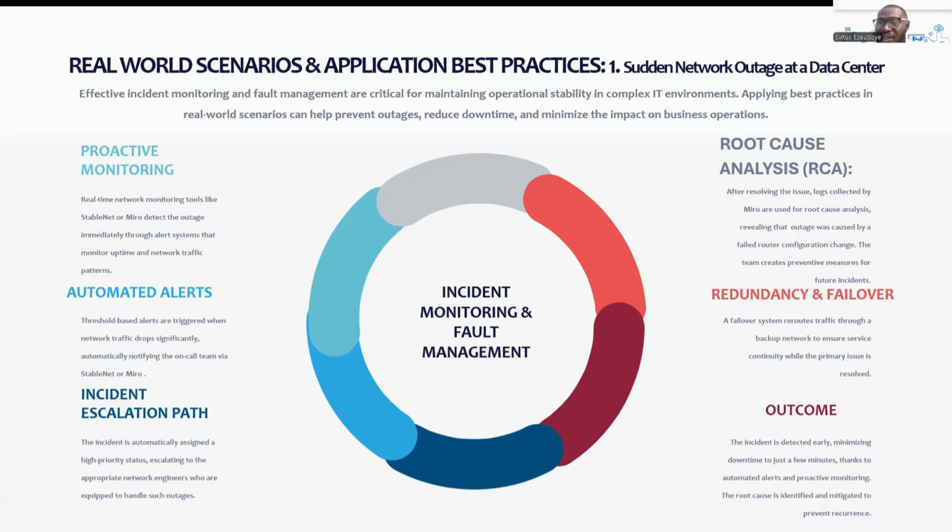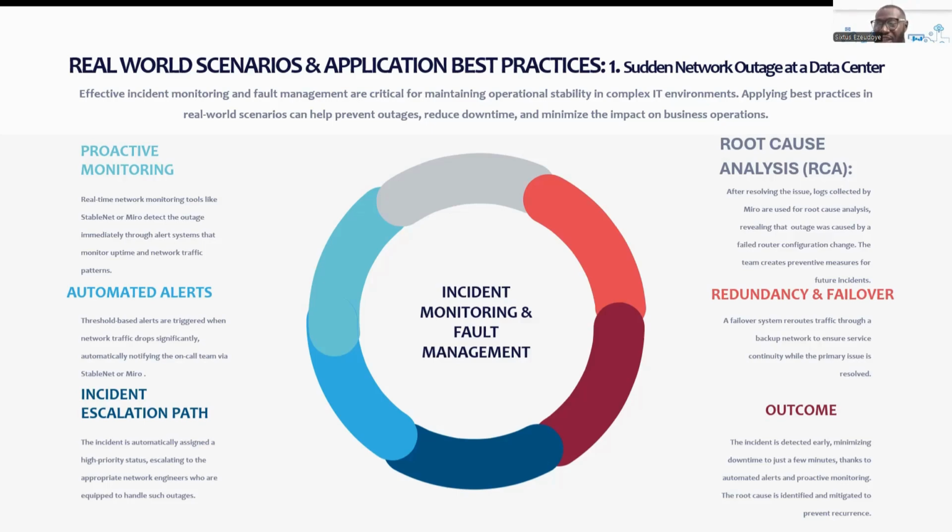And it takes them to root cause analysis and root cause identification. After resolving the issue, logs collected by Miro solution or any other solution you are using, but Miro solution is the best out there, dear friends. This is used for root cause analysis, resolving the outage that was caused by a failed router configuration change. The team creates preventive measures for future incidents.